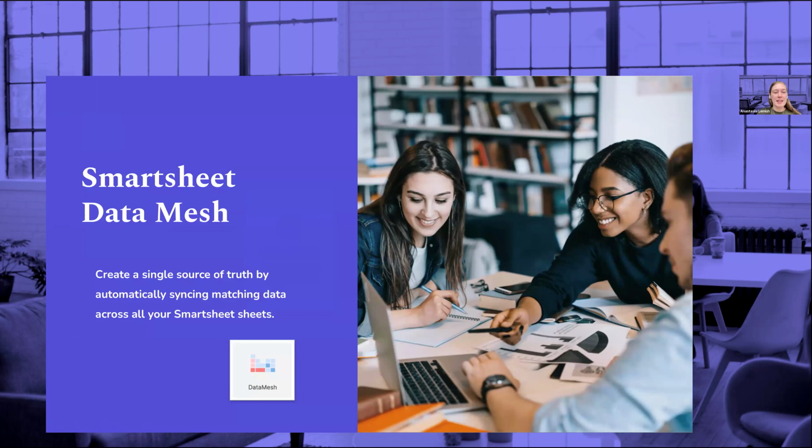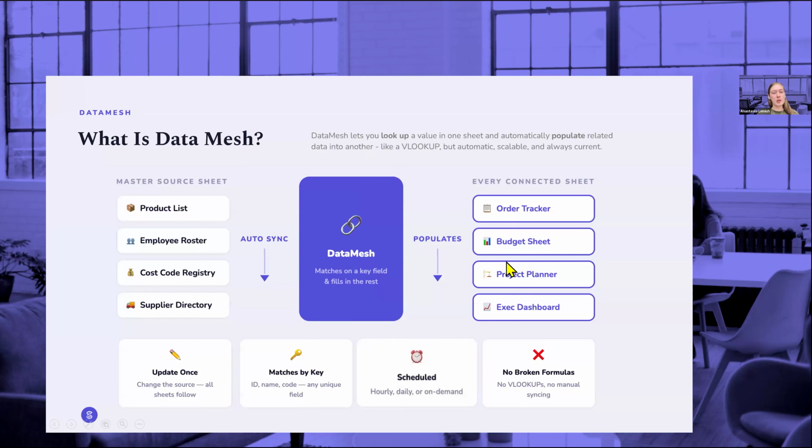The next add-on we'll discuss is DataMesh. It works as a single source of truth by automatically syncing matching data across all your Smartsheet sheets. So if Data Shuttle worked with something outside of Smartsheet, this one works with the sheets inside Smartsheet. Let's go to the next slide.